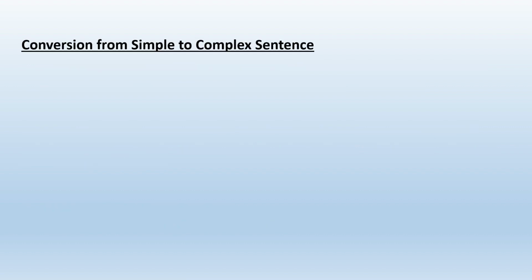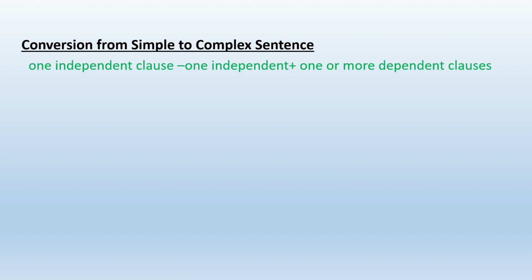Okay, now coming to the main topic, how to convert a simple sentence to a complex sentence. We saw a simple sentence has one independent clause, a complex sentence has one independent and one or more dependent clauses. So in order to convert a simple sentence to a complex sentence, we will convert one independent clause into one independent clause plus one or more dependent clauses. It means in the independent clause, we have to add the dependent clauses and it will turn into a complex sentence.